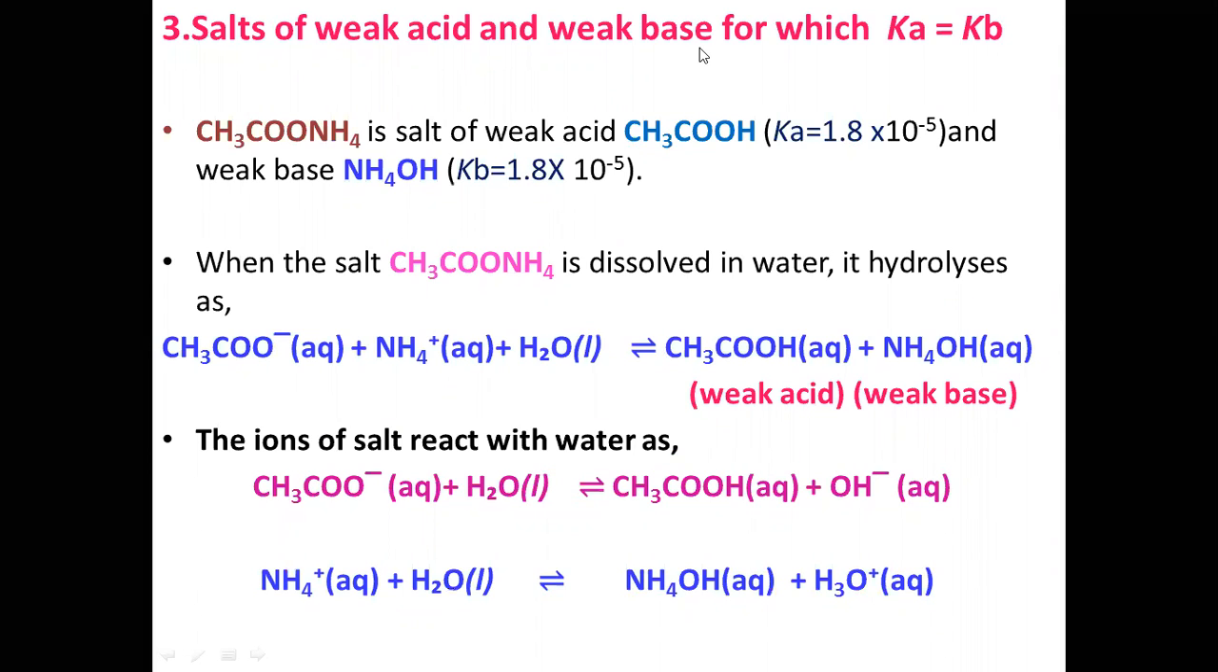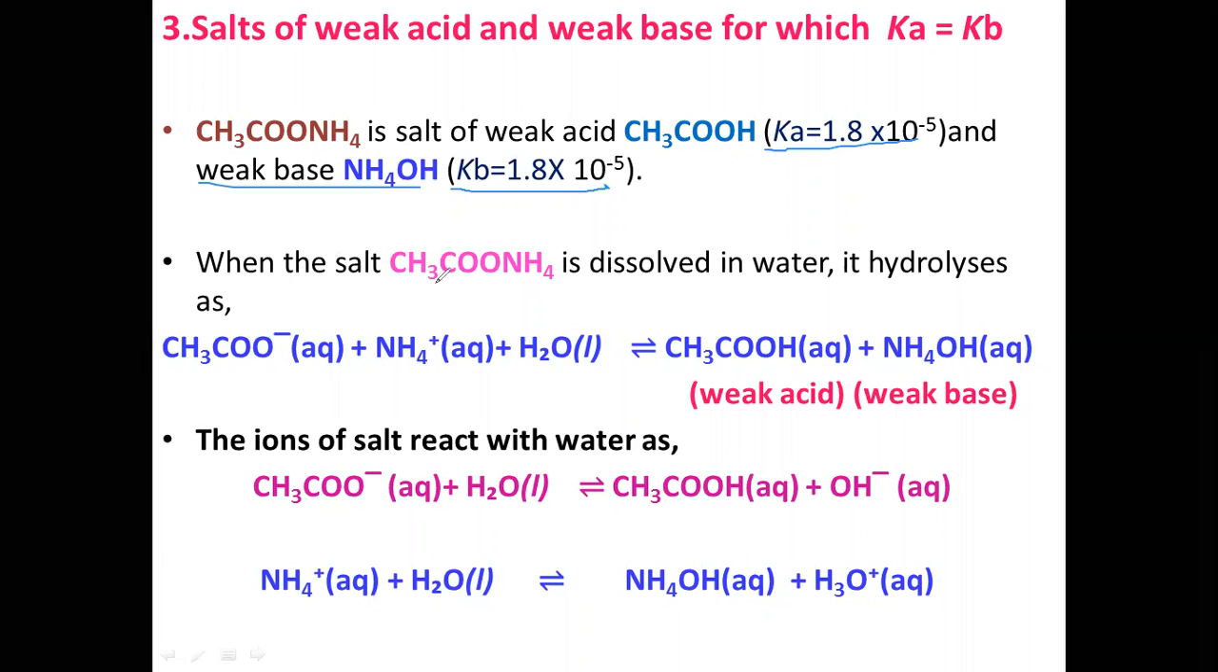So see, in that case, ammonium acetate is used as a salt of a weak acid. Which weak acid? Acetic acid, having a value of Ka of 1.8 into 10 raised to the power minus 5, and weak base NH4OH, again with Kb value of 1.8 into 10 raised to the power minus 5. So both values of Ka and Kb are the same. For acetic acid as well as for NH4OH, the value of Ka and the value of Kb are the same. Okay. So same means no one is stronger, no one is weaker, right?